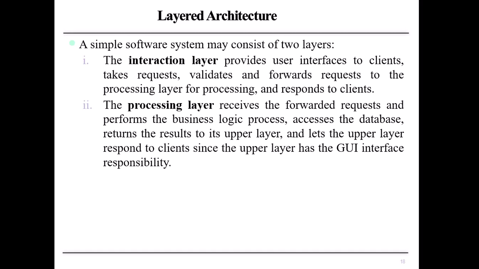So this is the simple layer based architecture. Remember that for layer based architecture, two layers are necessary. The minimum requirement is that we must have two layers. If a system has one layer, we cannot call it a layer architecture. So the simple layer based architecture must have an interaction layer, where the user interacts with the system through a graphical user interface, and a processing layer, which processes the user request, etc.